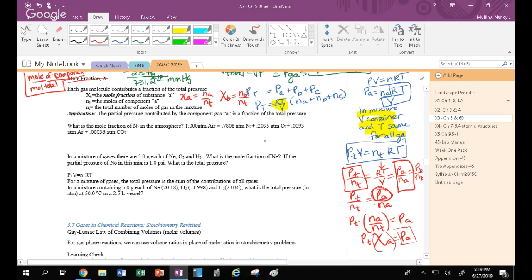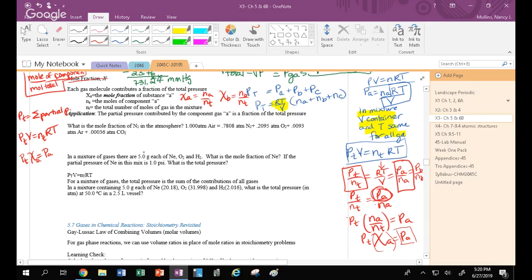Now, which version of Dalton's law I use, because there's really three of them now. One of them says pressure total is the sum of the partial pressures. One of them says pressure total times volume equals moles total times RT. And one of them now says that the pressure total times the mole fraction is equal to the partial pressure of whatever the gas is. Which version I use just depends on what kind of information I'm given in my question.